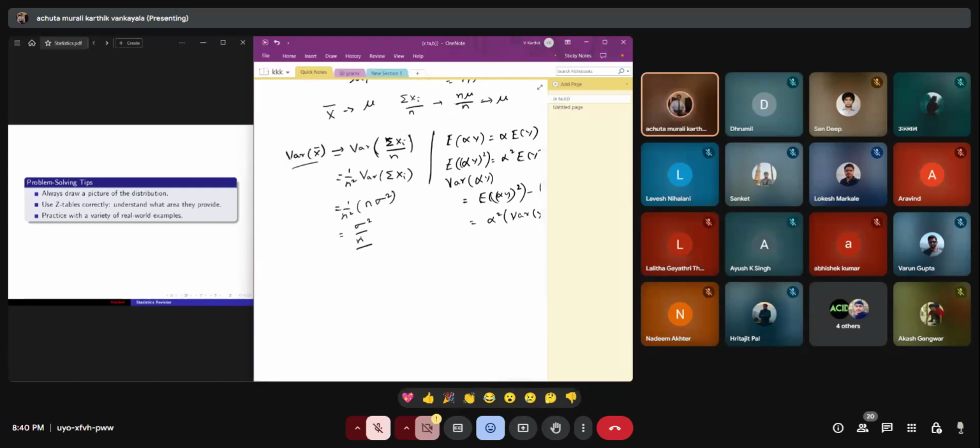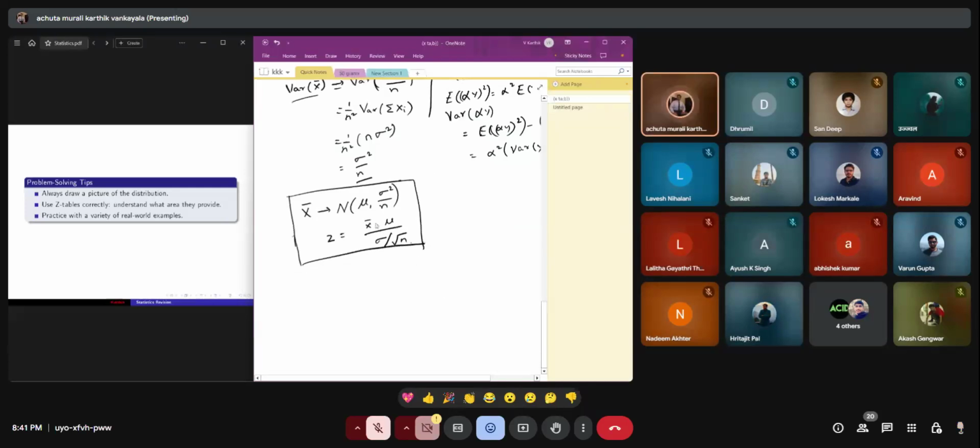So if you take x bar, it is normally distributed with mean mu and variance sigma square by n. If you need to standardize this, the z value would be x bar minus mu divided by the standard deviation, which would be what? Sigma by root n. Understood? Yes. So this is the reason why we put a square root n here.